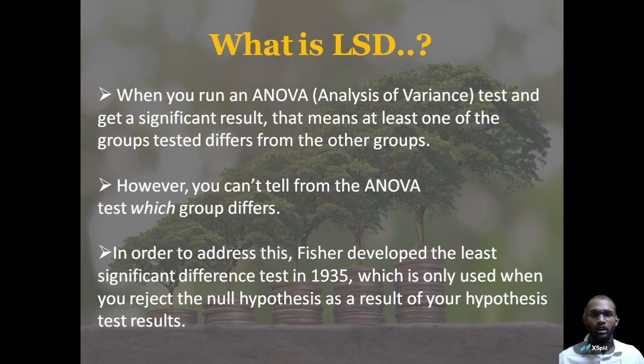Now, what is LSD? When you run an ANOVA test and get a significant result, that means at least one of the groups tested differs from the other groups. However, you can't tell from the ANOVA test which group differs. In order to address this, Fisher developed the least significant difference test in 1935, which is only used when you reject the null hypothesis as a result of your hypothesis test results.